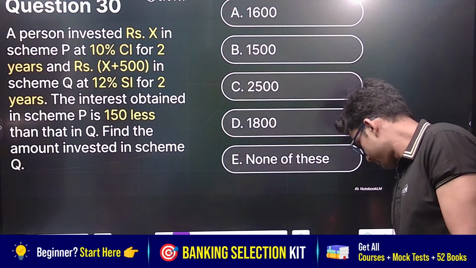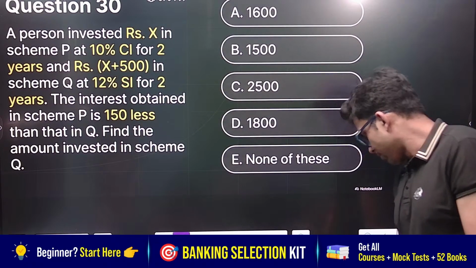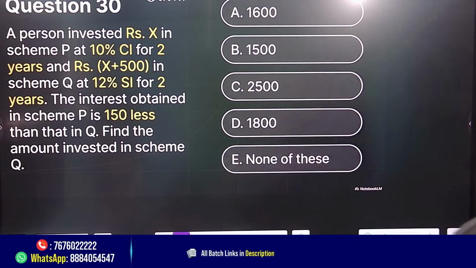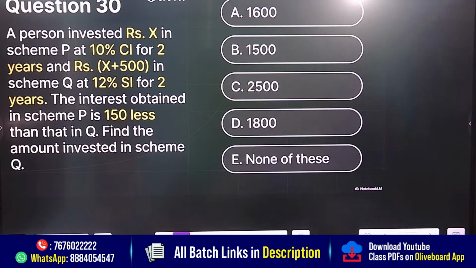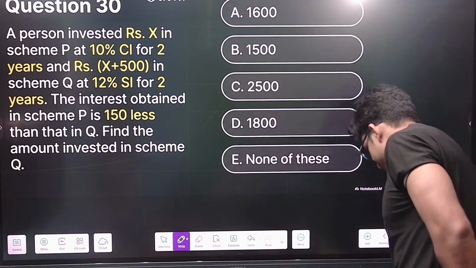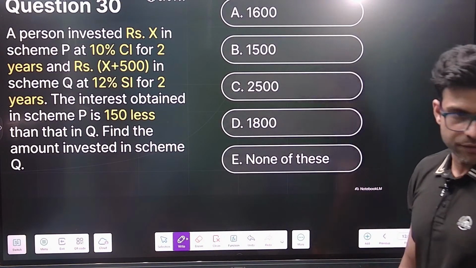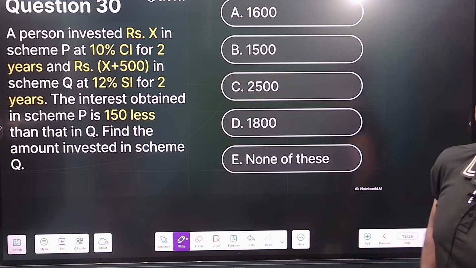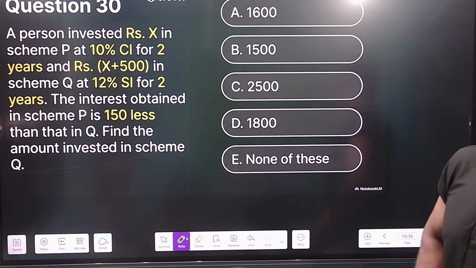10, 20. At least solve now. If you're not solving, there's no use. You should first of all solve the question. 1600. Okay, first I got 1600. That's fine.